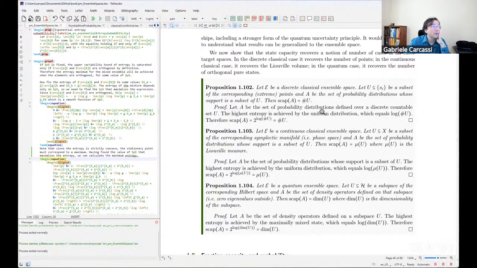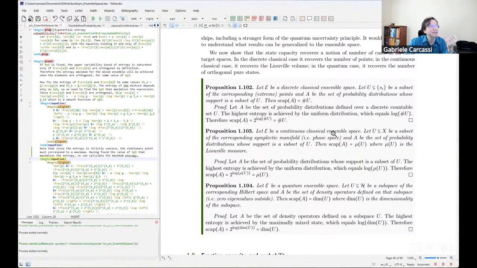Let A be the set of probability distributions defined over a discrete countable set U. The highest entropy is achieved by the uniform distribution, which equals the logarithm of the count of the elements of U. And if U is an infinite set, that's going to be infinite. Therefore, the state capacity of A is 2 to the logarithm of the count of U, which is the number of elements of U. And again, similar things are going to happen for classical mechanics.